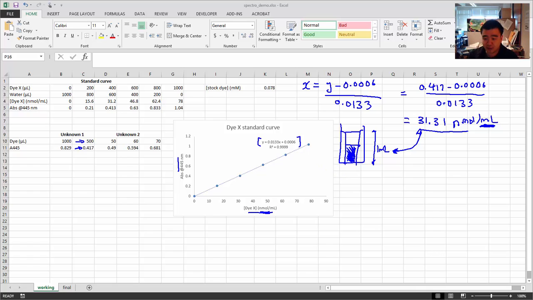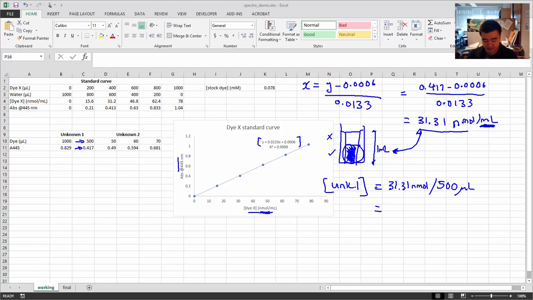Now, if we ask ourselves the question, where did these 31.31 nanomoles come from? Well, they sure didn't come from the water. They only came from the dye. So these 31.31 nanomoles of the dye came from this volume of dye here, which is 500 microliters of the stock. This expression, 31.31 nanomoles of the dye in 500 microliters of the stock, is actually the concentration of unknown number 1, or an expression of the concentration of number 1.